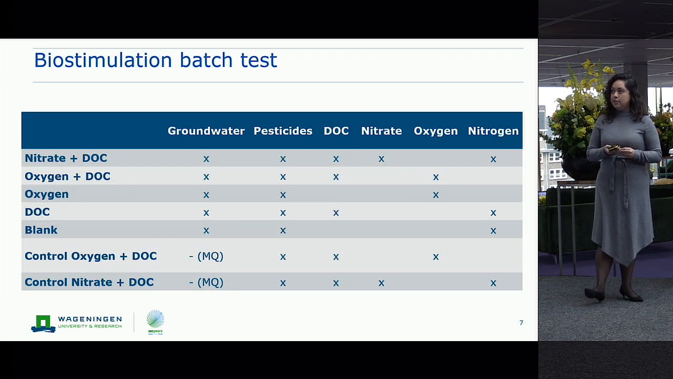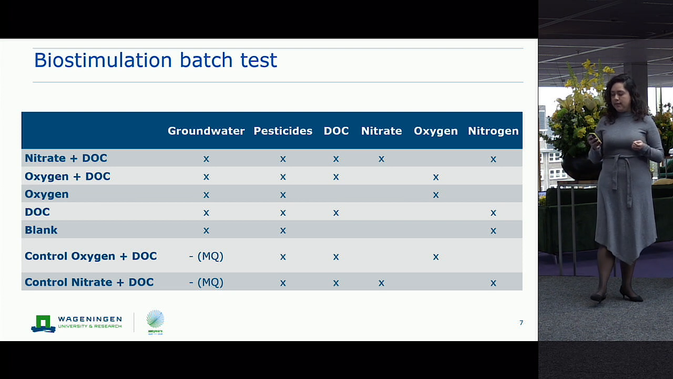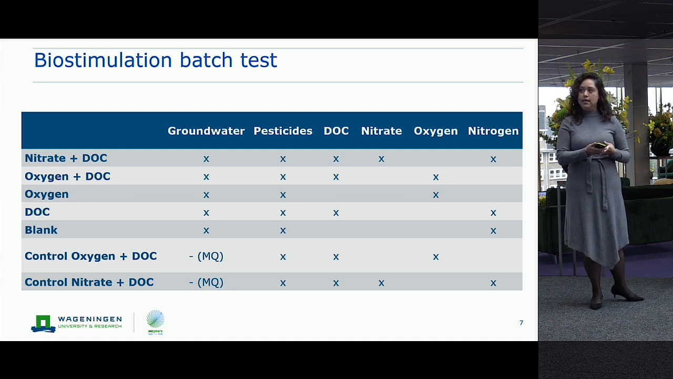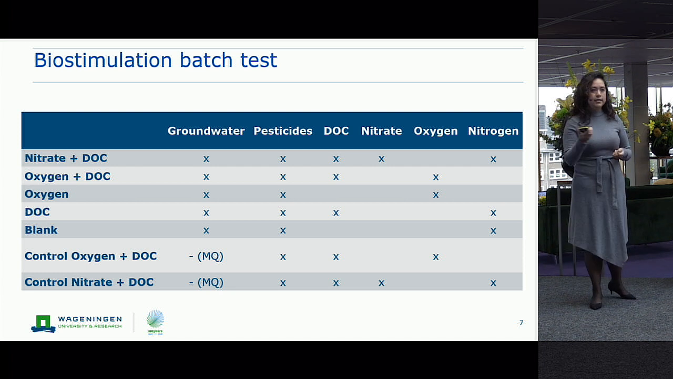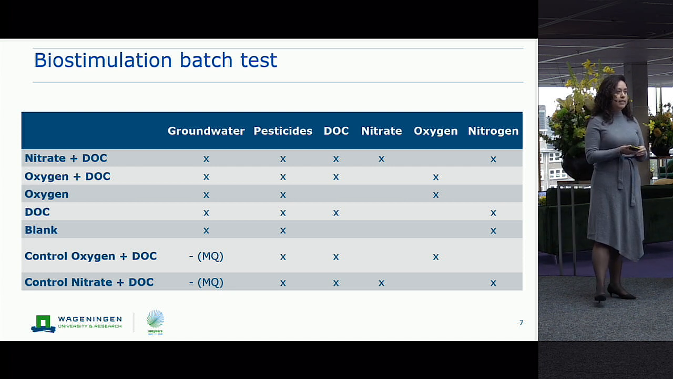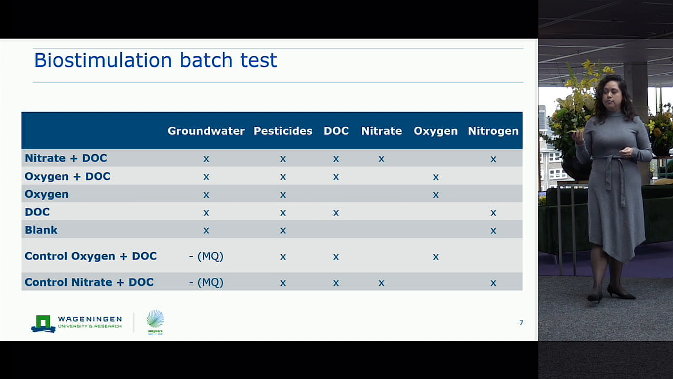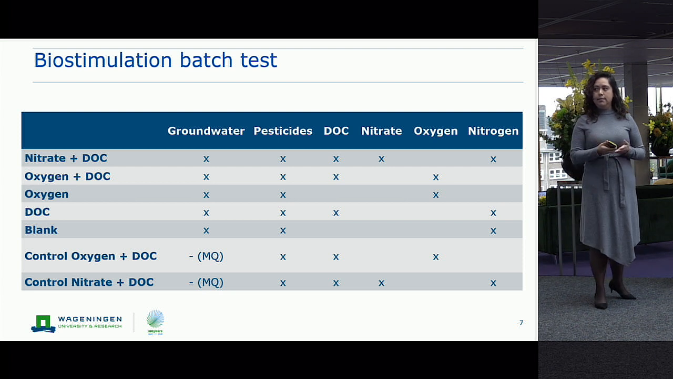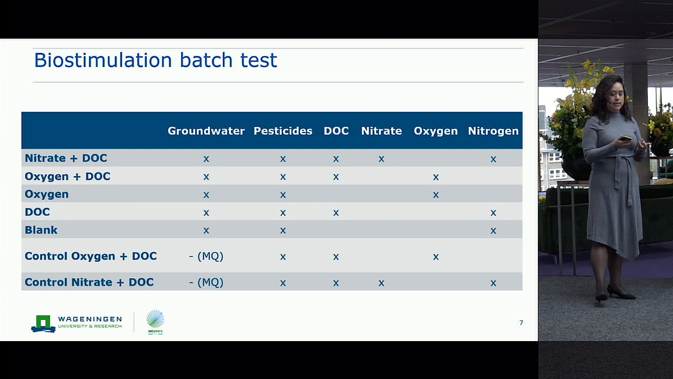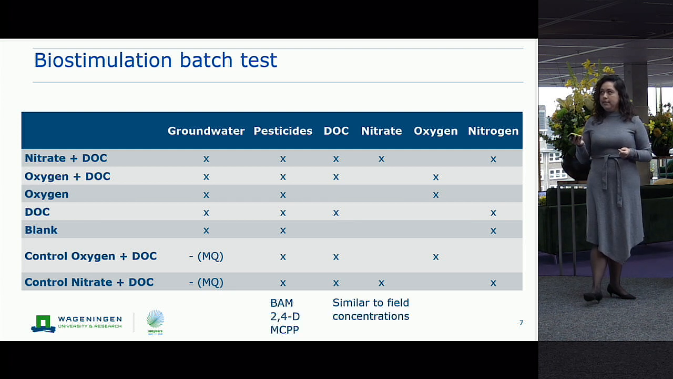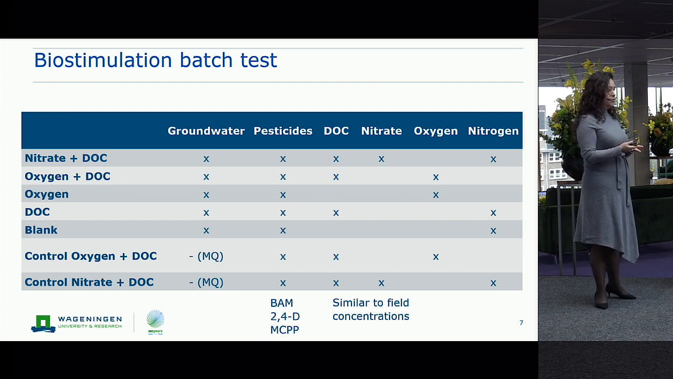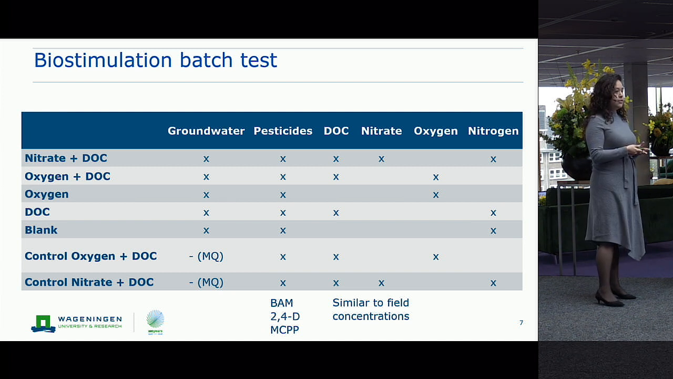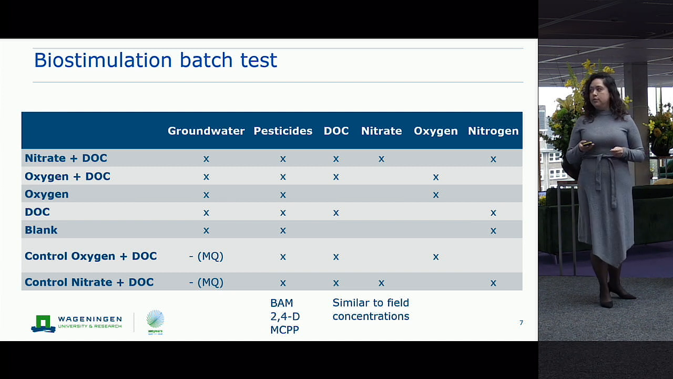And this is an explanation of how we conducted these experiments. Again, we have the 4 amendments: nitrate and DOC, oxygen and DOC, oxygen alone, and DOC alone. We also have a blank, which is basically only groundwater without any amendment. And we had some sort of groundwater control, where we used Milli-Q water and tested the amendments of oxygen plus DOC and nitrate plus DOC. The pesticides tested were BAM, 2,4-D, and MCPP, or mecoprop. And the concentrations of DOC and nitrate that we used in our experiment are similar to field concentrations.